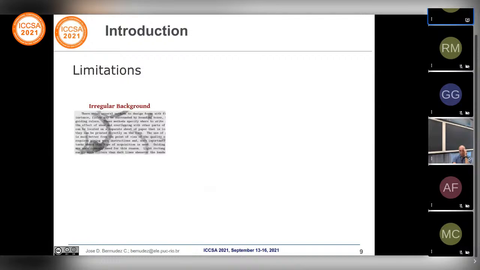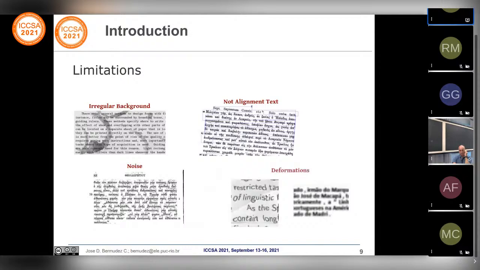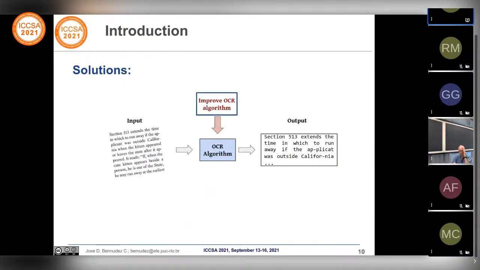Some limitations, like irregular background, for instance, misaligned text, noise, and of course, some kind of deformation in the scanning process, make this OCR algorithm have poor performance in these conditions. Some solutions have been proposed that improve the performance of the OCR algorithm. Another one would be to improve the image quality. In our work, we want to focus on improving the quality of the image to also improve the performance of the OCR algorithm.